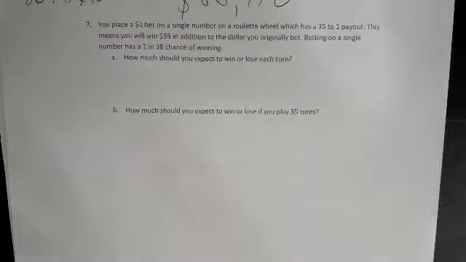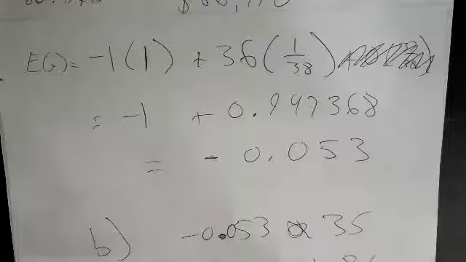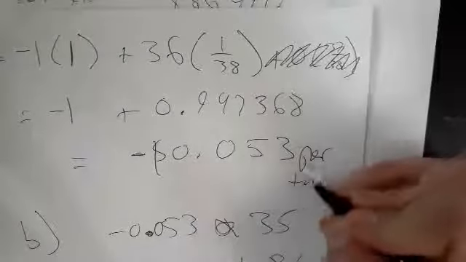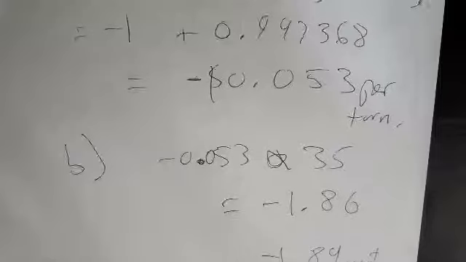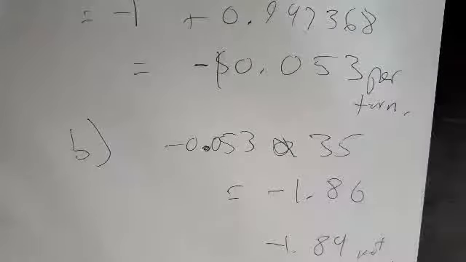Okay. Questions about this? This is negative money per turn. If we do 35 turns, we should be expecting to lose around $1.84, $1.85.